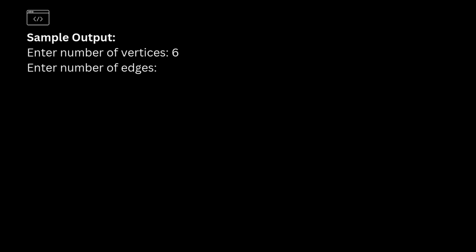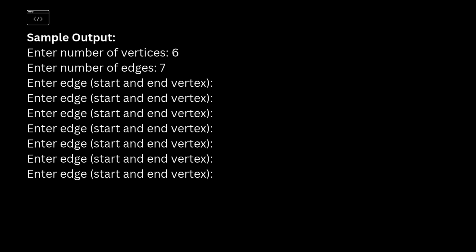Here is a sample output of the program. First enter the number of vertices, 6. Enter the number of edges, 7. Enter edge, start and end vertices. Give the inputs. After performing the BFS traversal starting from node 0: 0, 1, 2, 3, 4, 5.